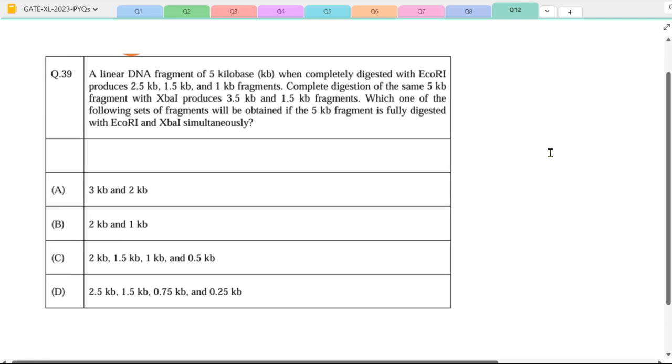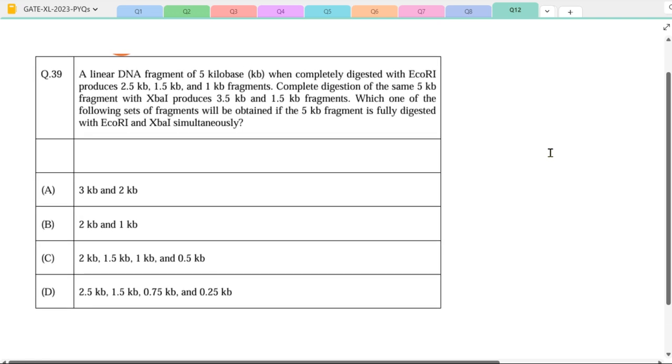So a linear fragment of 5 kilo base pairs, when completely digested with EcoRI, produces 2.5 kb, 1.5 kb, and 1 kb fragments. Complete digestion of the same 5 kb fragment with XbaI produces 3.5 kb and 1.5 kb fragments. Which of the following sets of fragments will be obtained if this 5 kb fragment is fully digested with both the restriction enzymes simultaneously?